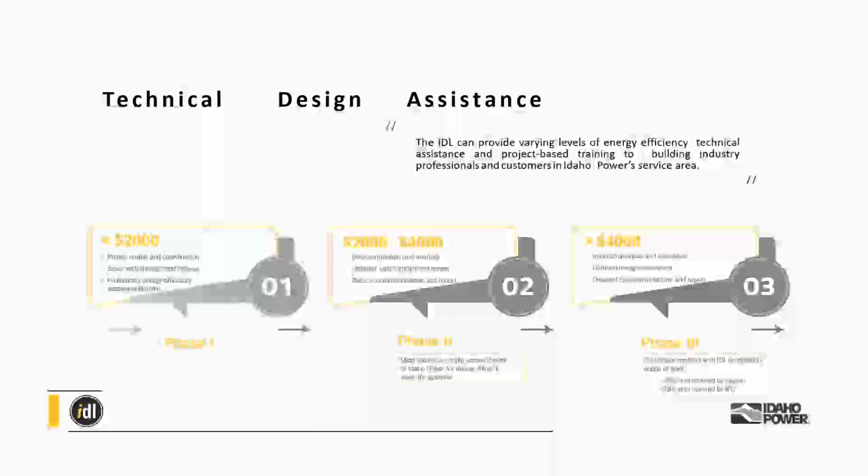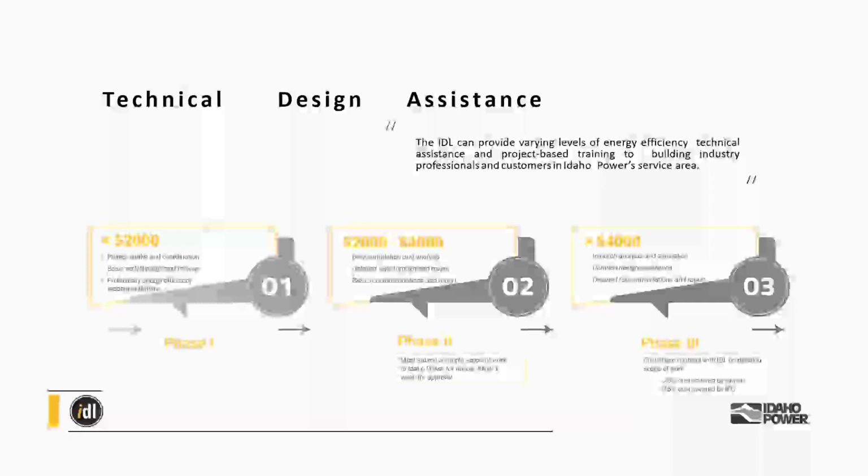Next, we have technical design assistance. This is broken out into 3 phases based off scope of work, where we provide varying levels of energy efficiency and technical assistance and project-based training. Phase 1 is anything less than $2,000, and that could be you're working on ASHRAE 90.1 or IECC 2018, and you have a question about code compliance. Or maybe you're thinking about what's the best option for me? Is it the prescriptive or the performance path? And so we can help you through that.